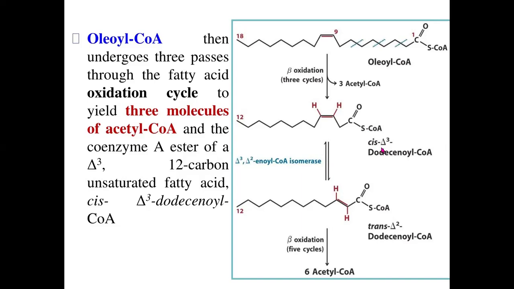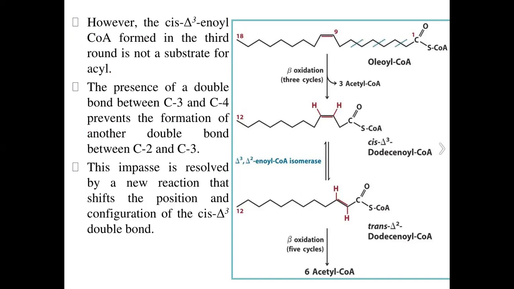Now that will generate what we call a cis delta 3 double bond in dodecenoyl-CoA. So at carbon 3 we have a double bond but in cis configuration. So we have this enzyme, delta 3, delta 2 enoyl-CoA isomerase, which will now convert that to trans delta 2 dodecenoyl-CoA, right? Now it's converted to trans configuration. Now beta oxidation of that will continue in 5 cycles to form 6 molecules of acetyl-CoA.